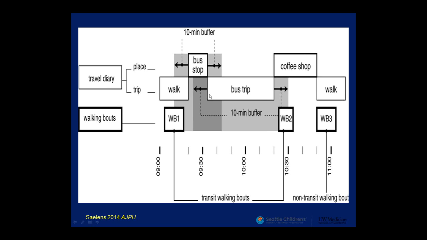So for example, in this example, we had a respondent who indicated they had a bus trip. We looked for walking trips before and after that bus trip. We found a walking trip based on our GPS and accelerometry integration before and after, and we considered those transit-related walking. They also recorded a walk trip later on, and our GPS and accelerometry integration suggested there was a walk trip, but it wasn't anywhere around a transit trip. So we considered that non-transit related walking.